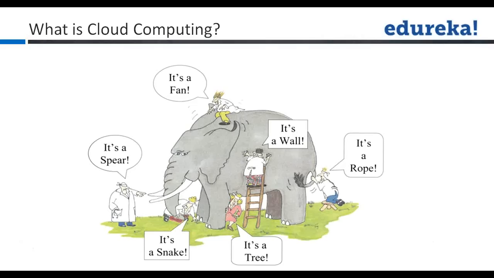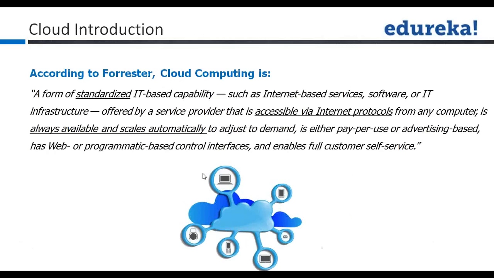Somebody touching its body says it's like a wall. Somebody touching its tail says it's like a rope. So everybody would have a different concept about cloud computing. And that's why if you see different sites, they would have a different kind of definition for cloud computing. So I'll go with a couple of definitions.